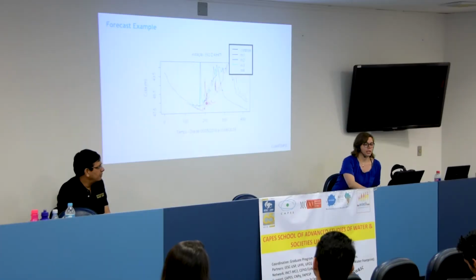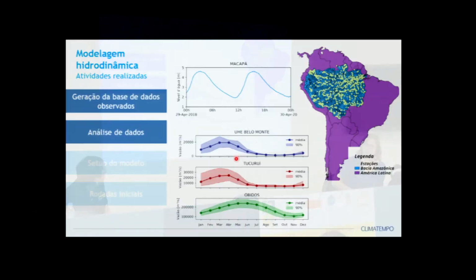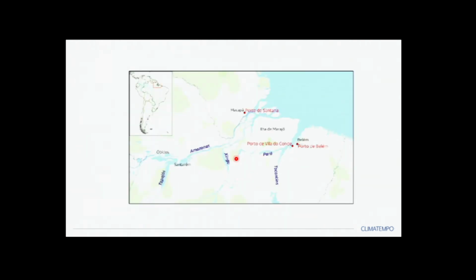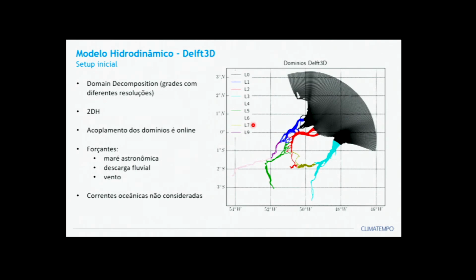Well, I was going to show the hydrodynamic model, but I don't think I need to go too much into that. So the idea is we took the outputs from the Amazonian SWAT model and also the different inputs for the ocean model, and then we ran it focused on this region here only for the Delft3D hydrodynamic model, okay? So we used different domains, so different grids, for these regions in the hydrodynamic model.